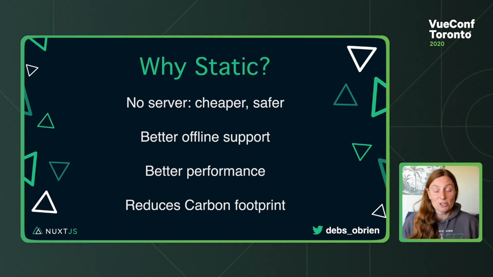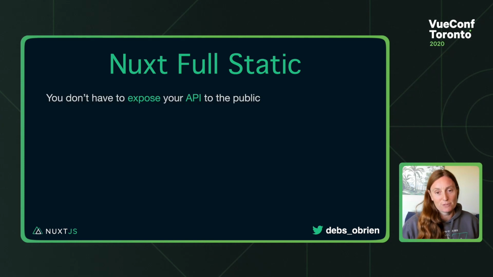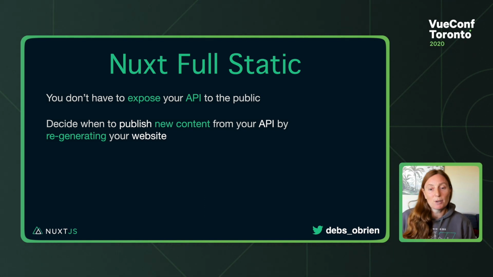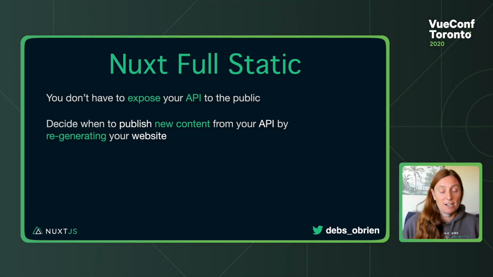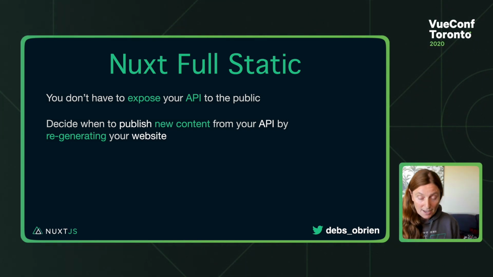So shutting down those servers and using fewer servers is always going to be a good thing. So Nuxt full static. Love Nuxt full static. You don't have to expose your API to the public anymore. Now that's really, really cool. So you can also decide when to publish new content from your API by regenerating your website. You update something, and then when you're ready, you republish it. You regenerate it and it gets published.